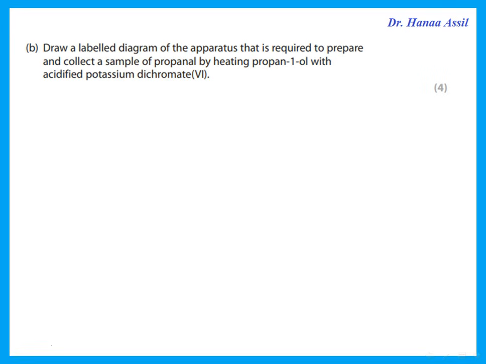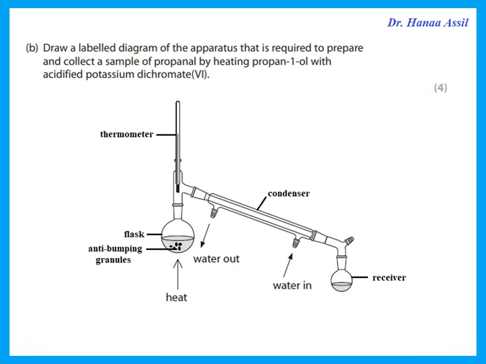Draw a labeled diagram of the apparatus that is required to prepare and collect a sample of propanal by heating propane 1-ol with acidified potassium dichromate. You remember that when we oxidize a primary alcohol like propane 1-ol, it first forms propanal, but we need to distill it directly, or if we leave it, it will change to the acid. So when we want to collect the aldehyde, we need to use this kind of apparatus, which is simple distillation.